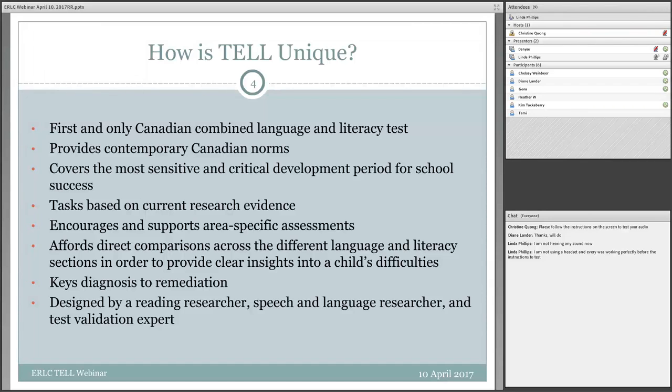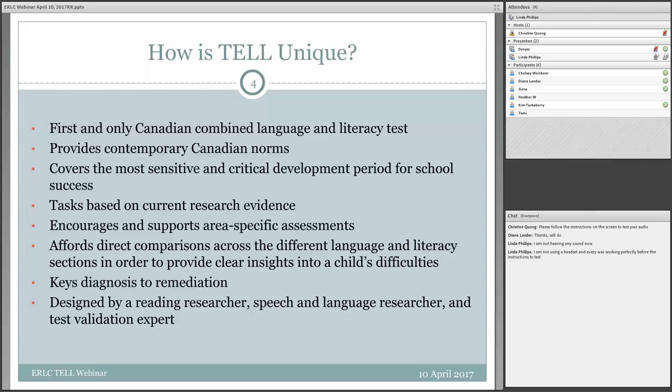And we know by 3 years of age whether children are likely to have language and literacy problems. We also know that the first 3 years of schooling is a sensitive and critical time to be diagnosed and instructed. The earlier we diagnose, the greater the opportunity to maximize young children's chances to enjoy language and literacy success.